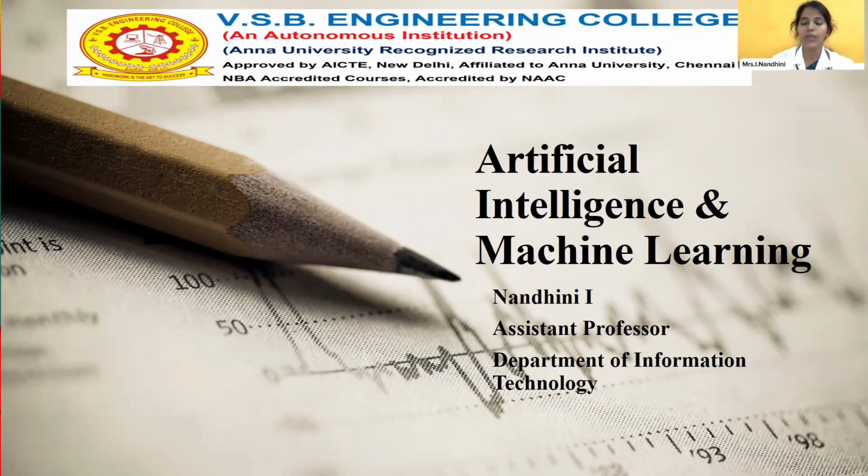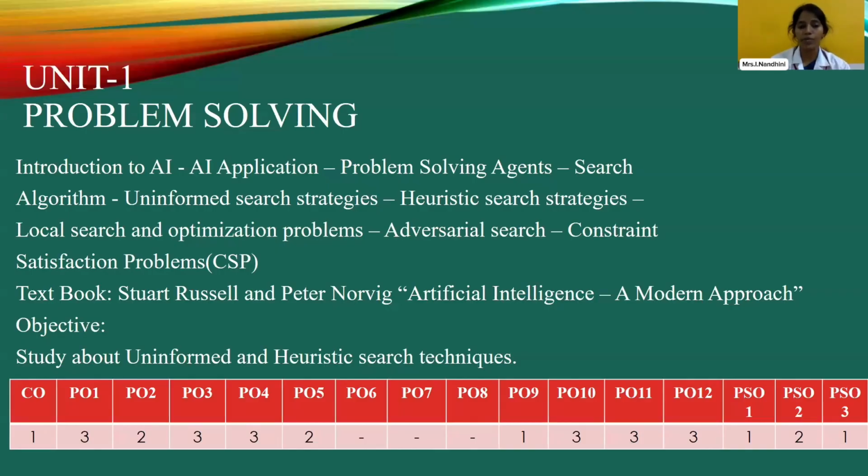So in this video, we're going to see about Unit 1, Problem Solving. These are all the topics under problem solving. The textbook preferred for problem solving is Artificial Intelligence: A Modern Approach. The main objective of problem solving is to study uninformed and heuristic search techniques.